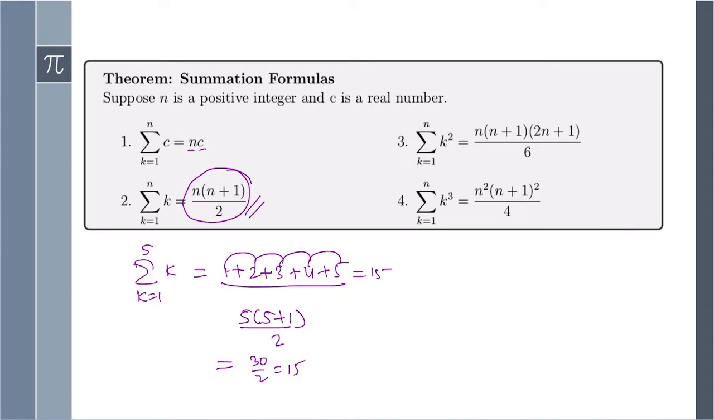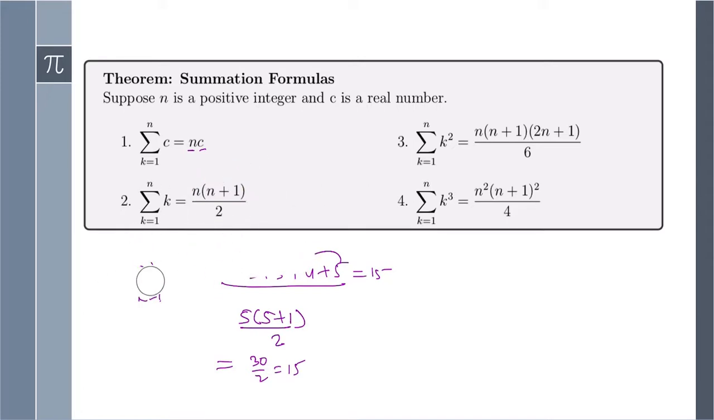So we can use this one. If you have 1 to 5, then we can do it by hand. But if you are doing 1 to, let's say, 500, then it's a lot of work to add all those numbers from 1 to 500 by hand. But when we use this formula, we can do that easily.